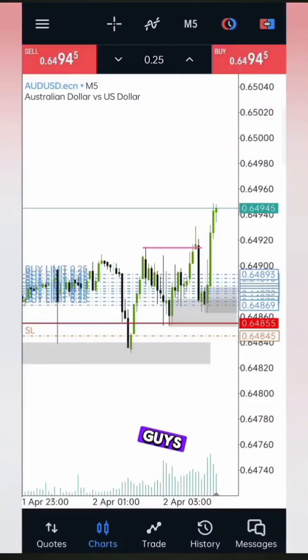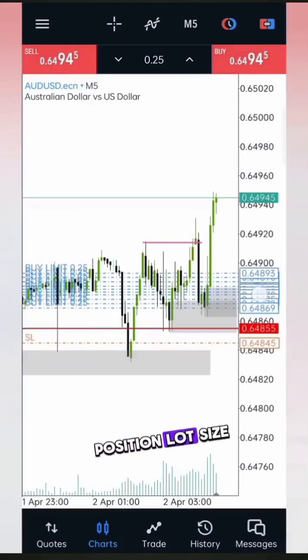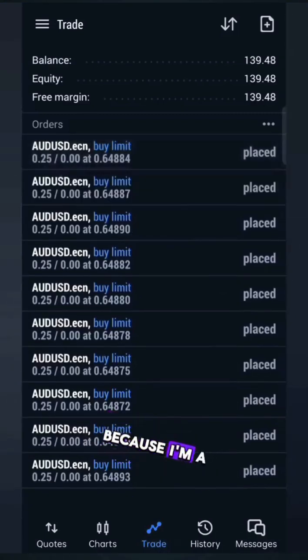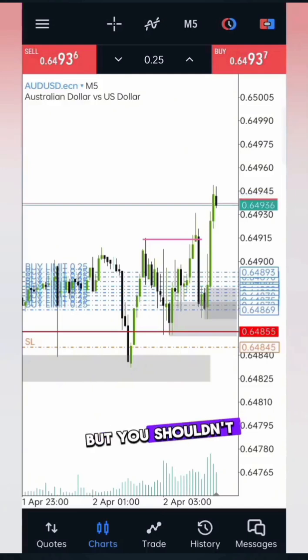Guys, I think you saw that. I increased my position lot size based on my account balance. You should never risk more than 2 to 5% of your account balance, because I'm a full margin trader, so I took all the risk, but you shouldn't.